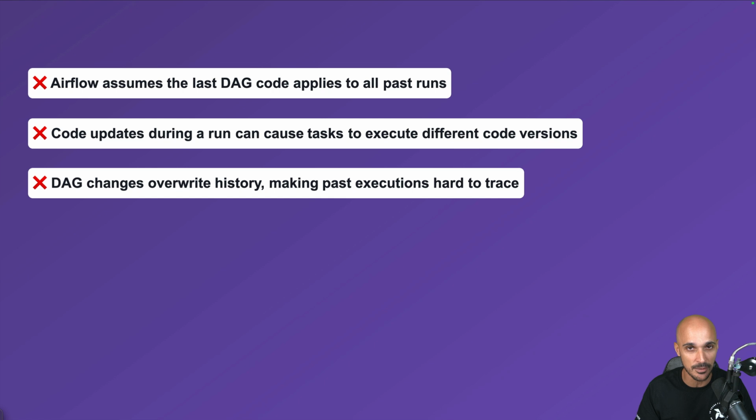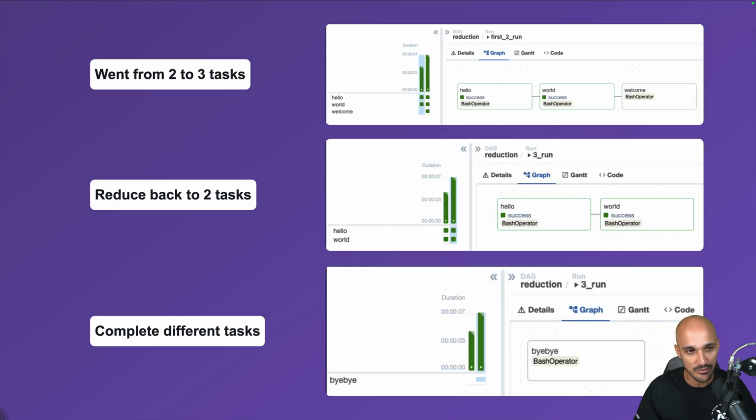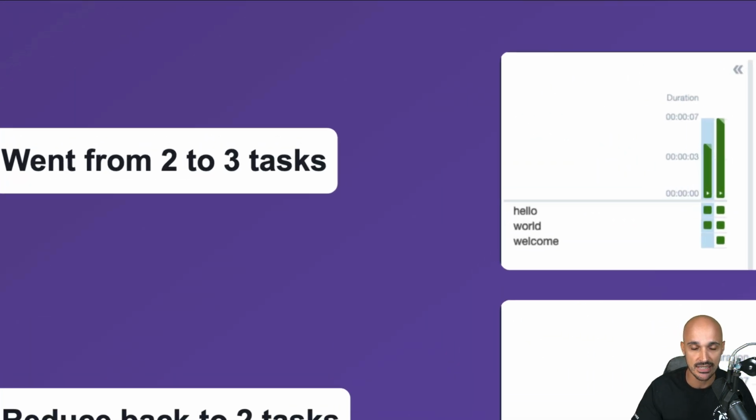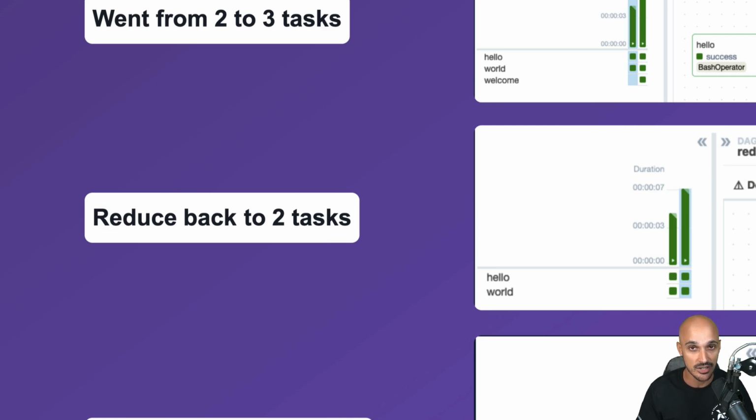Just to give you some pain points that you had without DAG versioning, Airflow assumes the last DAG code applies to all past runs. Code updates during a run can cause tasks to execute different code versions, and DAG changes overwrite history, making past executions hard to trace. Just to give you an example, let's say you add a new task to your DAG and then you run it, you can see the execution of welcome, but then you reduce back to 2 tasks, and now you lost the trace of the execution of the welcome task.